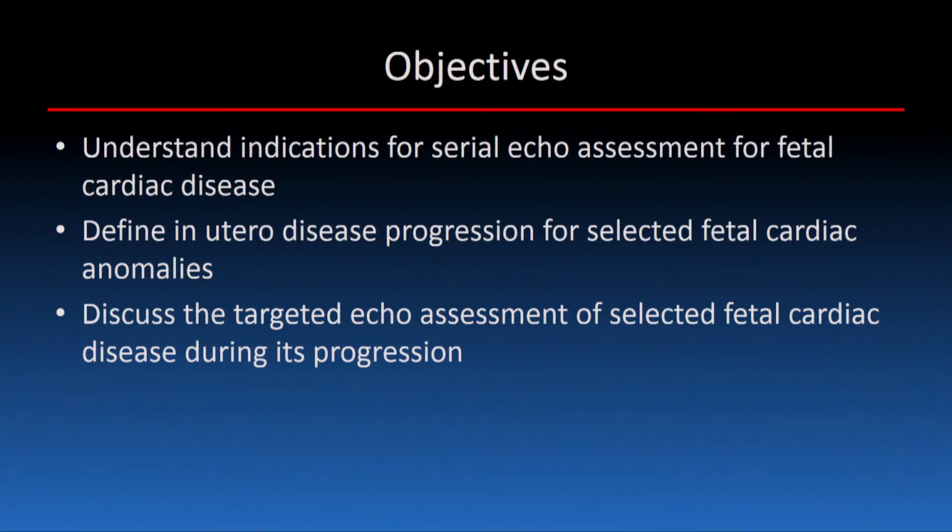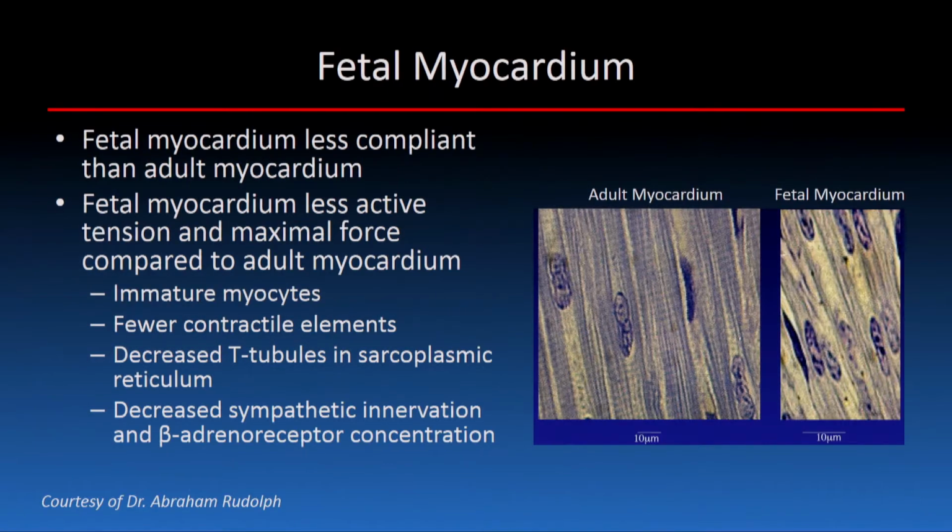I hope by the end of the talk that we'll be able to understand the indications of serial echo assessment for fetal cardiac disease. Also, we will be defining the in utero progression for selected fetal cardiac anomalies. And then hopefully by the end, all of us here will be better at performing targeted echo assessment for selected fetal cardiac disease during its progression in utero.